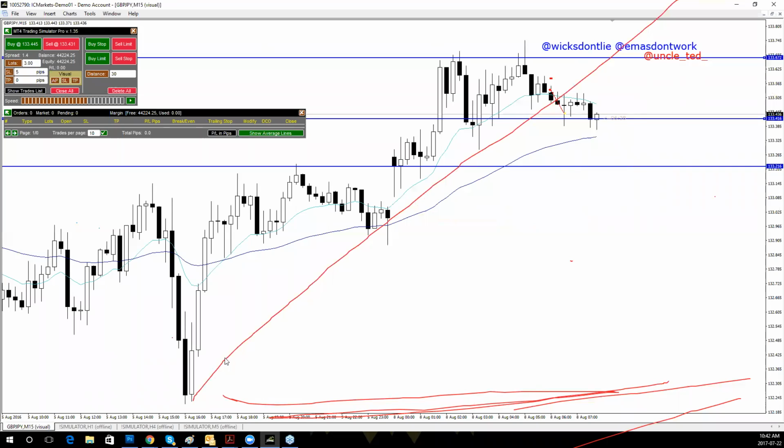How many pips is that? This is 100 pips. You can open a 5 pip stop loss and take a 100 pip buy.